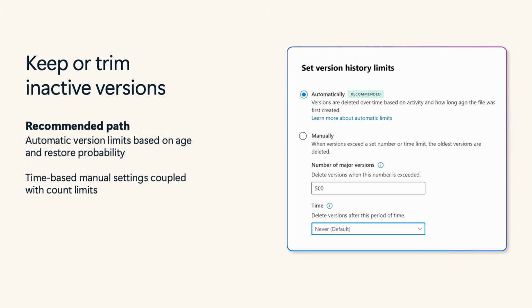Our enhanced version control gives admins more flexibility. Set automatic version limits based on age and restore probability, or use time-based limits to expire versions after a set period. These settings can be applied at the library, site, or tenant level. Plus, new version storage reports provide insights to make smarter decisions.